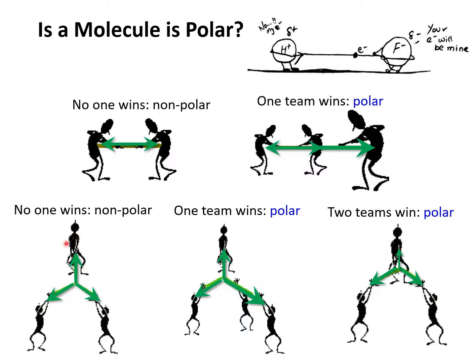Here we have a 3-way tug of war using 3 equally strong people, and in this case they all pull in opposite directions and the molecule would be nonpolar. Here we have another tug of war, but in this case one of the teams has 2 people, and therefore this team would win and the molecule would be polar. Here we have another 3-way tug of war, where in this case the 2 teams on the bottom are stronger than the team on the top, and they would win, and so the molecule would be polar.